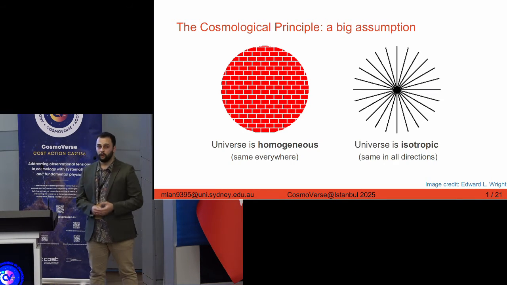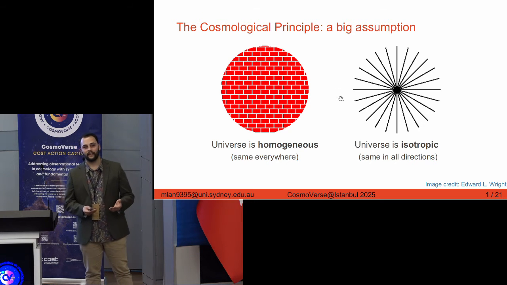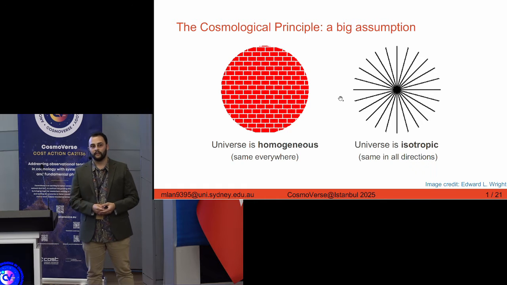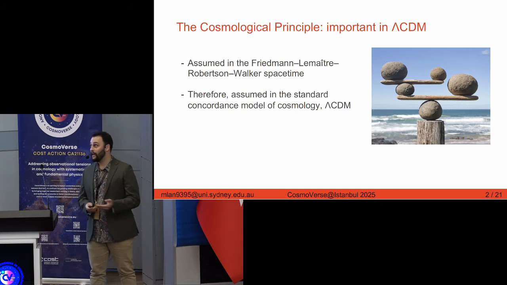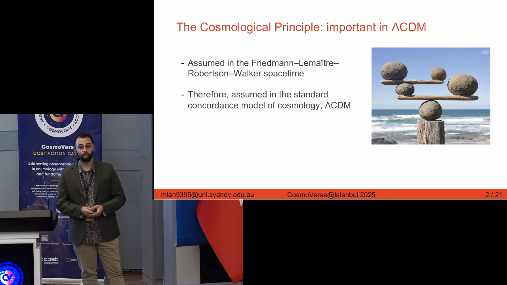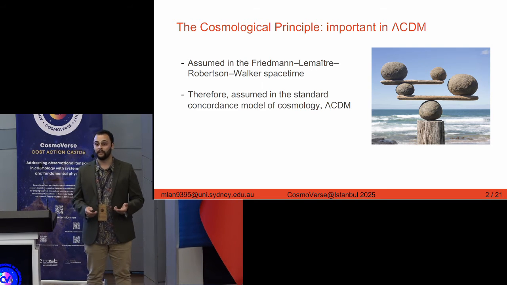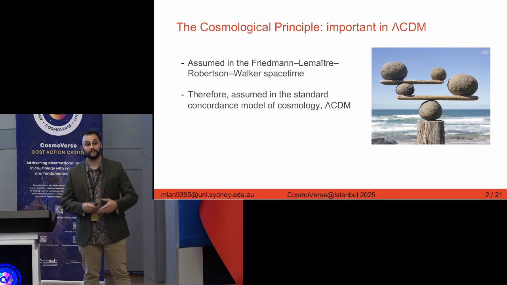This stems from the cosmological principle, a very big assumption in the way in which we view the universe. It's the idea that statistically, the universe should be homogeneous and isotropic on large enough scales. This assumption is really important. It's part of the derivation of the Friedmann-Lemaitre-Robertson-Walker metric, and that assumes isotropic expansion of the universe. And then that is also involved in our standard concordance model of cosmology, lambda CDM.